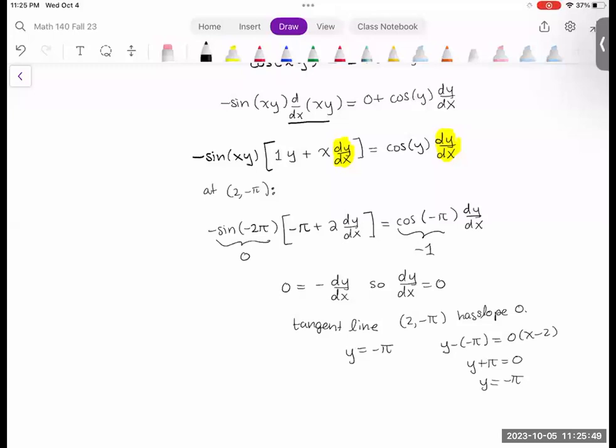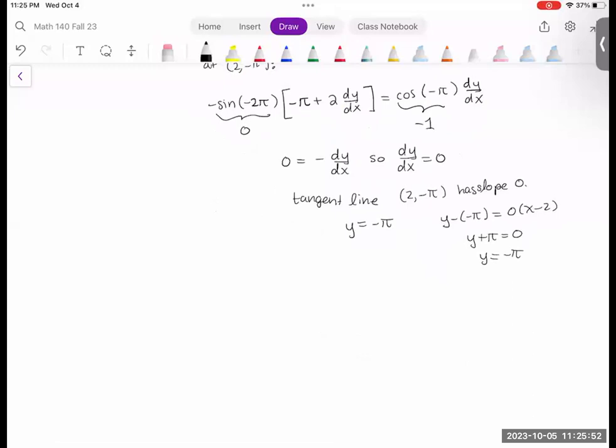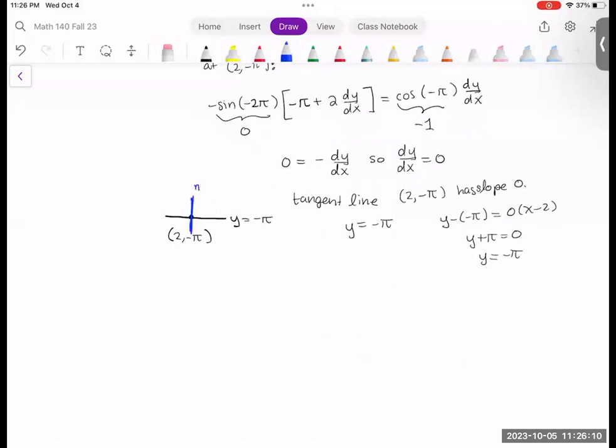Okay, so let's build our normal line. Our tangent line here is y equals negative π, and we're going through the point (2, -π). What we want is something perpendicular. This is going to be our normal line, and we can see it has equation x equals 2. The x value is fixed throughout, and we need to go through the point (2, -π).